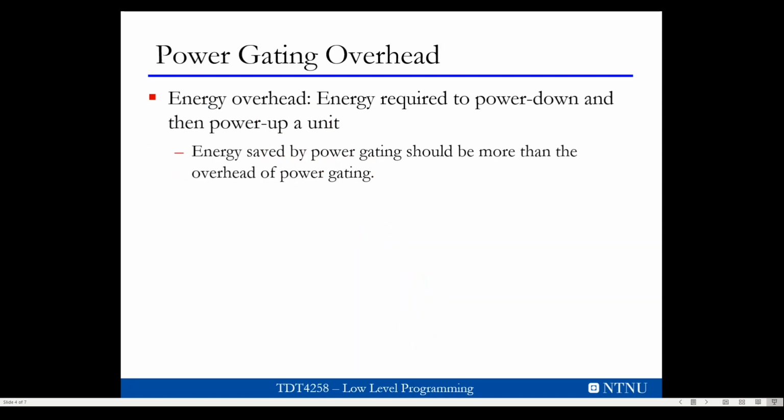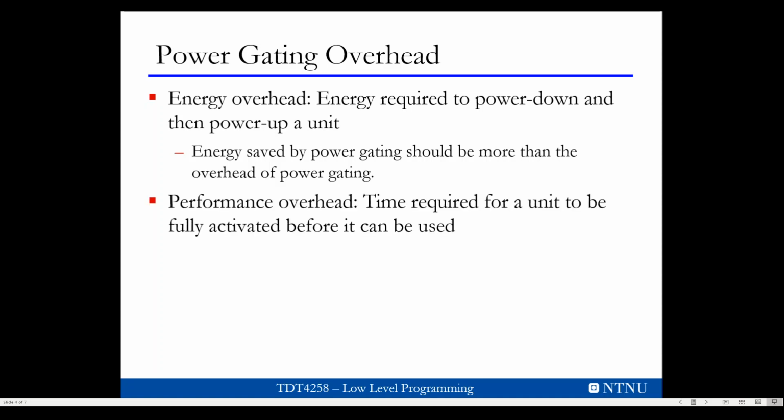To get the net benefit from power gating, we should power gate our circuit only when we anticipate it to be not in use for a sufficiently long interval. That means that the power saving from power gating should be more than the overhead of putting your circuit in the sleep state and later waking it up.